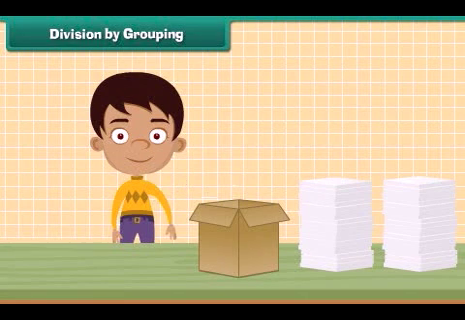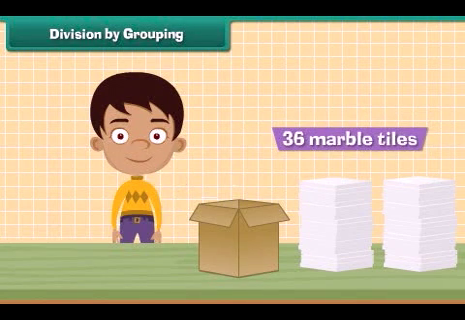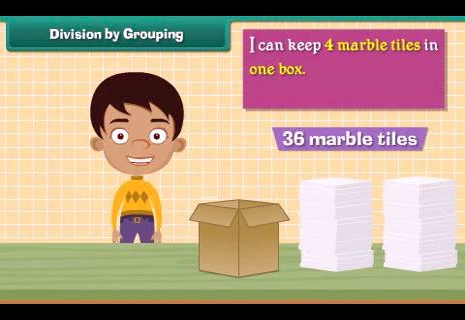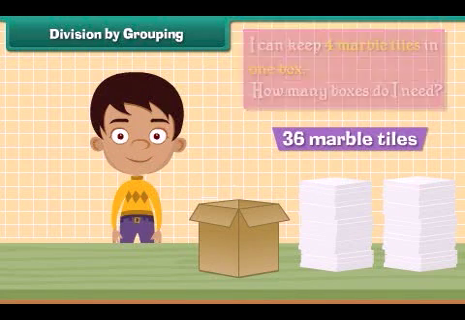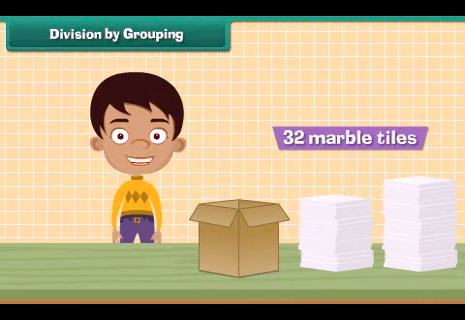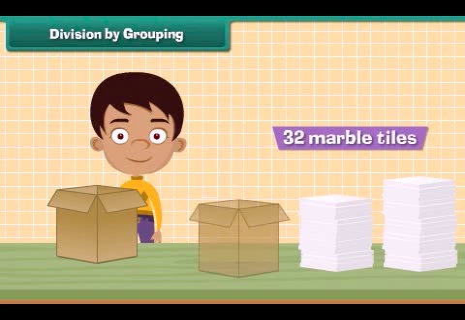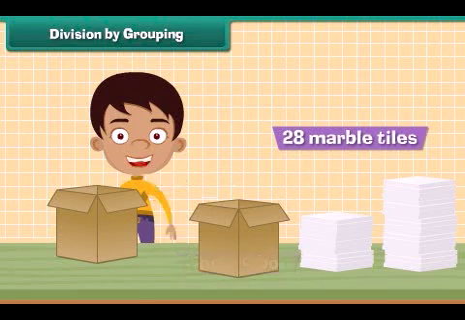Division by grouping. I have 36 marble tiles. I can keep 4 marble tiles in one box. How many boxes do I need? 4 marble tiles in the first box. Here 32 marble tiles are left. 4 marble tiles in the second box. Now 28 marble tiles are left.